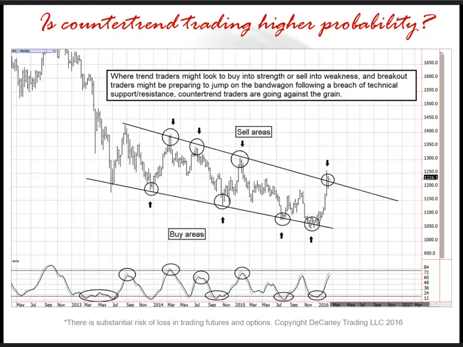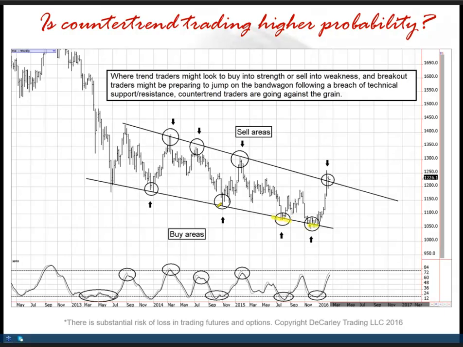This is a weekly chart of gold, and it illustrates two things. It does show a couple of false breakouts, so if you were a breakout trader, you might have got suckered in a few times. But if you were a counter trend trader and you had enough guts to sell when everybody else is buying and buy when everyone else is selling, it probably would have worked out for you pretty well.